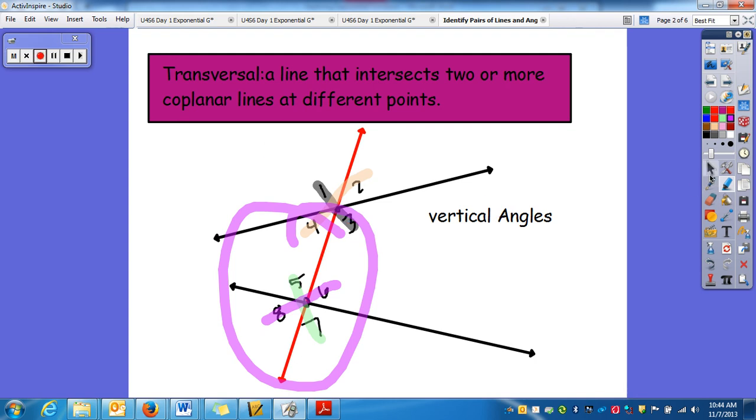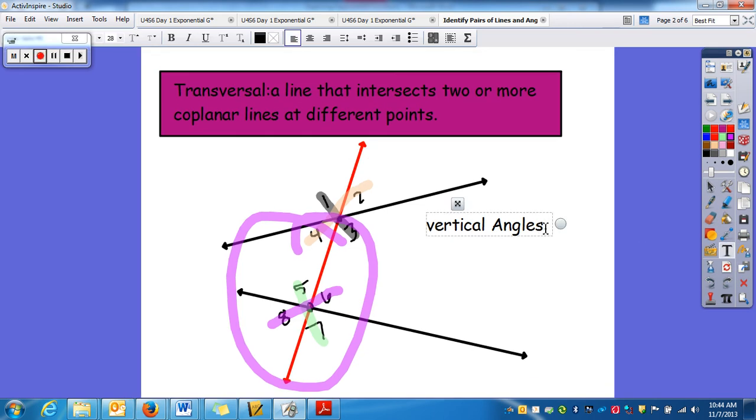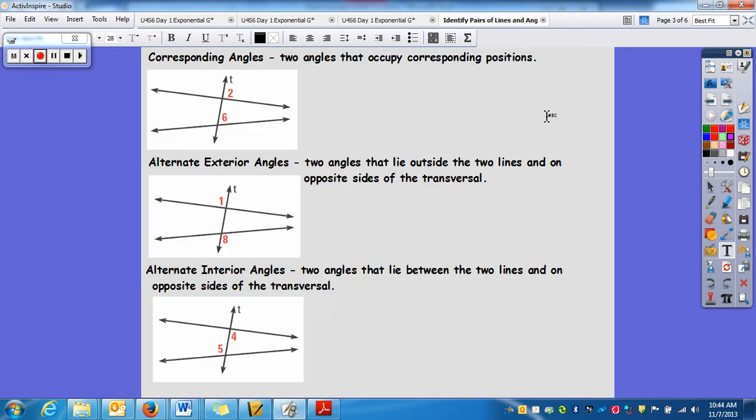And remember what you learned about vertical angles back in Unit 2. They're all congruent. So 1 and 3 are the same measure, 2 and 4, 5 and 7, 6 and 8. They're all congruent angles. Alright, so let's look at the other 5 types of angles that you get by a transversal. First, you have corresponding angles.